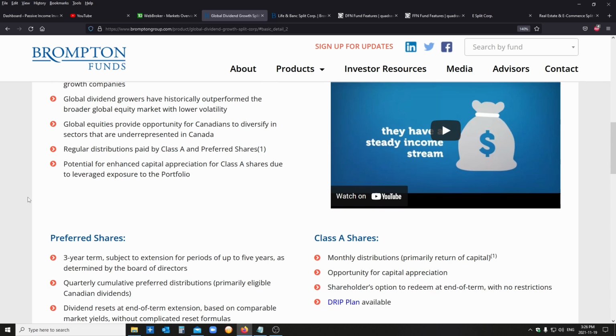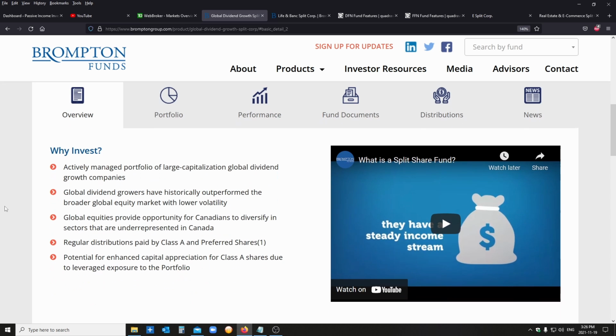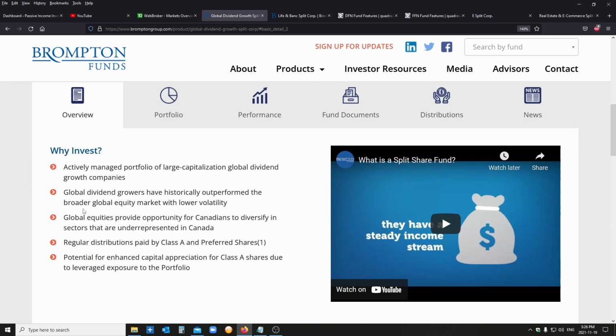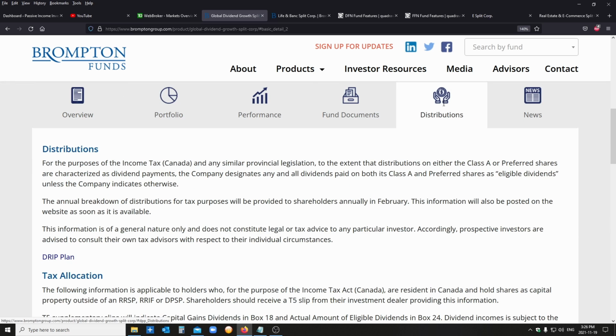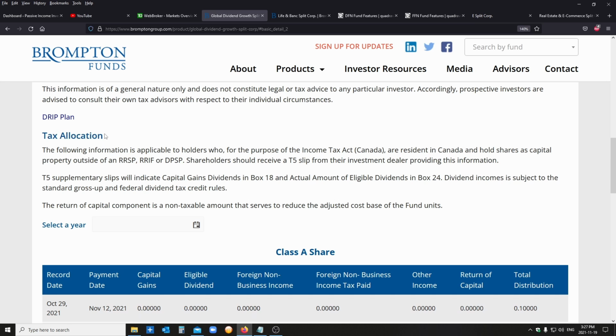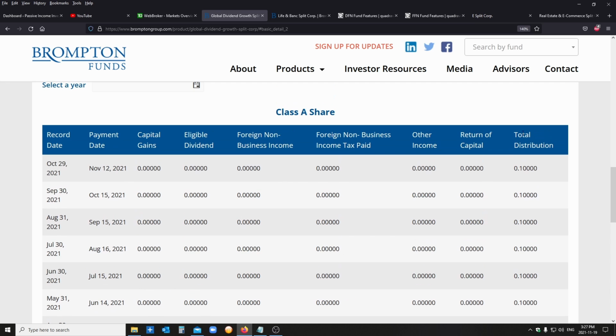As far as the dividend policy is concerned, for most split funds, pretty much all of them, it's pretty much set in stone what the dividend is. So for the Class A shares, for this one, it's 10 cents a month, or $1.20 a share annually. So if we click on the distributions tab here, guys, this is where you can actually see all the distributions and also the tax allocation. We're on the Class A share right here. If you scroll down, you can see every month what the total distribution is. As you see, it's always 10 cents, right?